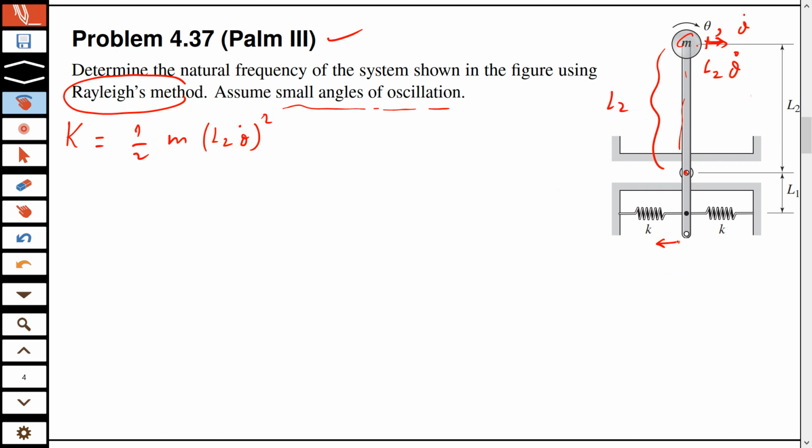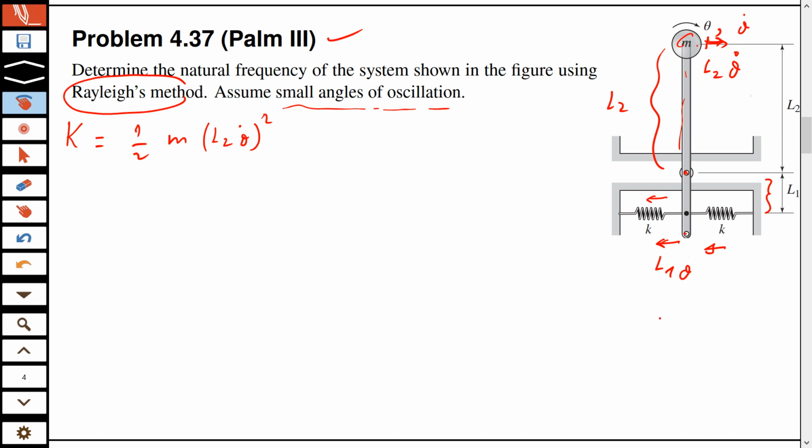Now from this pivot, this horizontal displacement will be L1 times theta dot, because here the radius of curvature is L1. Now, this L1 theta, and here we don't need dot. Here we only need displacement because spring energy depends on displacement. Now this spring will be compressed, and this spring, as a result of this motion, will be expanded.